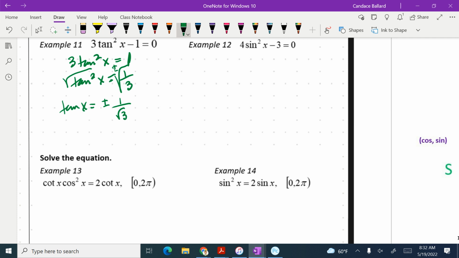Okay. I know that's not on my unit circle, so I'm going to do a couple of things in one step. What's another name for tangent? Sine over cosine.